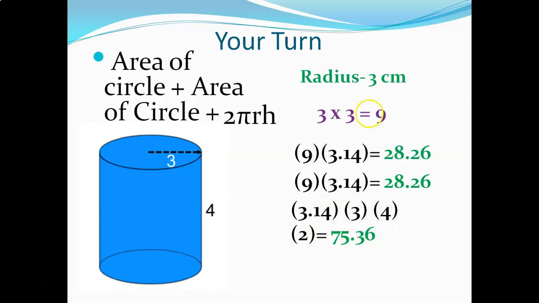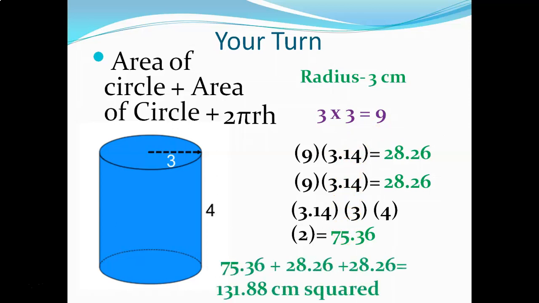Now what do you do with the area of the circle and the area of the side? It's surface area. You add them all up. You find the sum. And when you add up all 3, you get a grand sum of 131.88 centimeters squared, because once again squared with area. And that would be the surface area of this cylinder. The surface area of a cylinder is the outside of the cylinder.